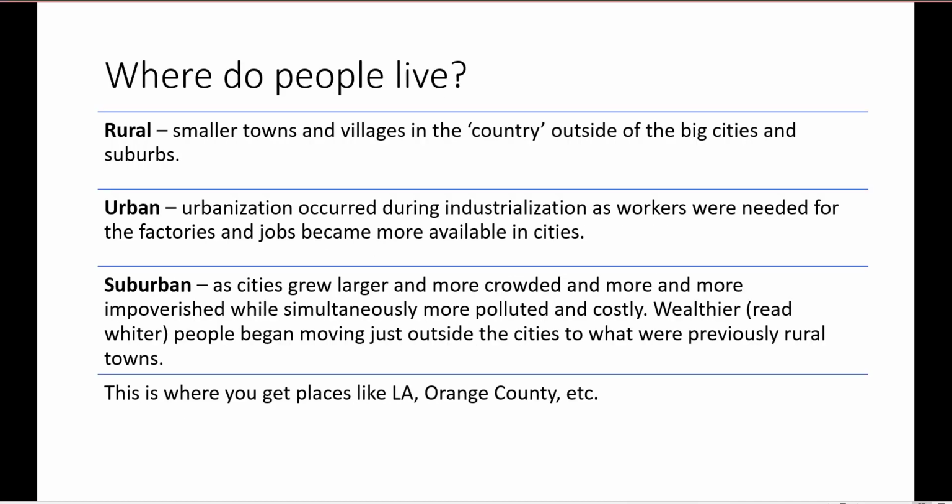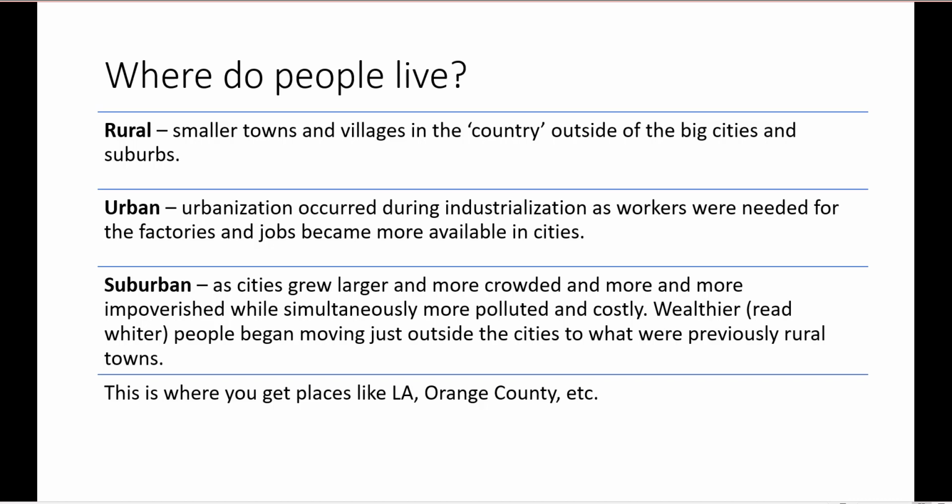And so let's talk about where people choose to live. We have a few different categories. We have rural areas, which are those smaller towns and villages in the country, in quotes, outside of the big cities and suburbs. We have urban areas where urbanization has occurred during industrialization as workers were needed for factories and jobs. And these jobs became much more available in the cities than they did in rural areas. And so we have urbanization. Those big cities like New York, Chicago, etc., are all great examples of this urbanization.